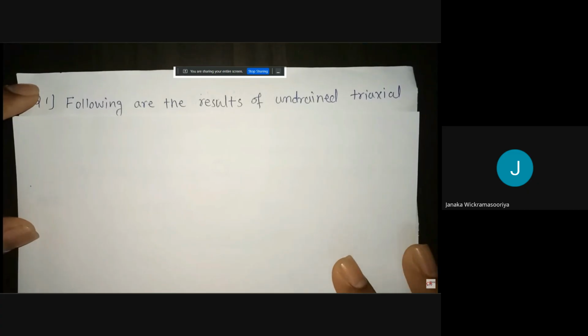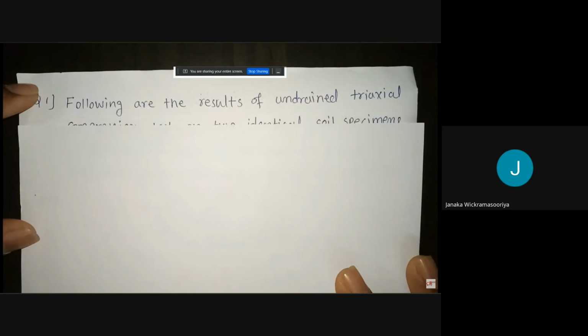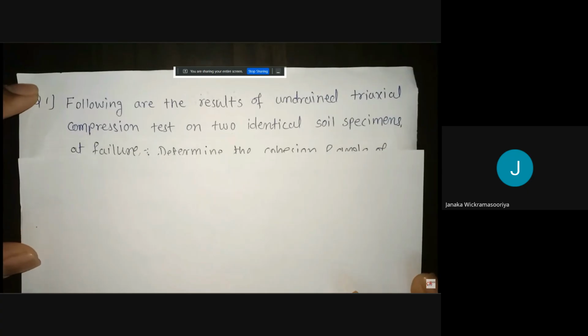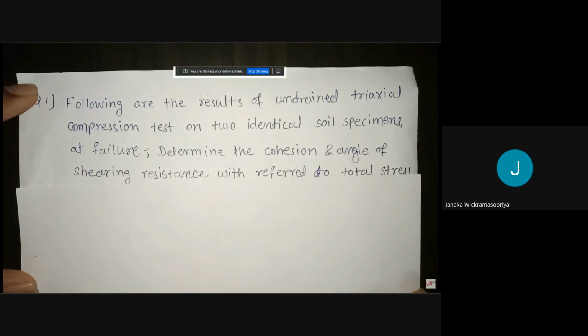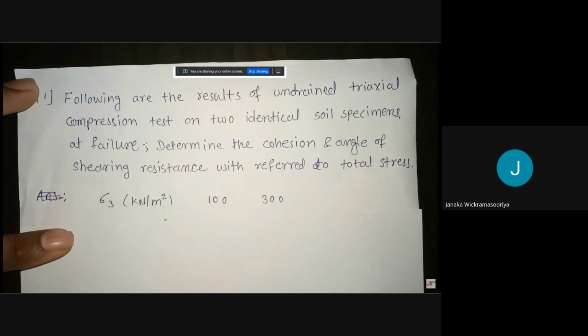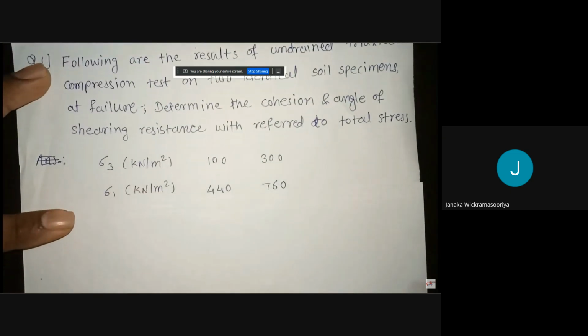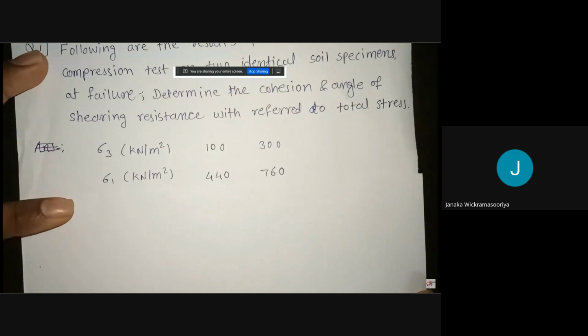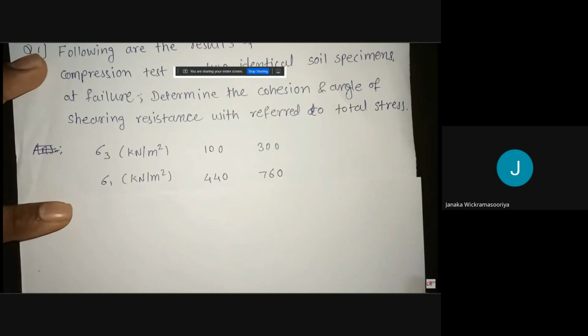So this is the first numerical. Following are the results of an undrained triaxial compression test on two identical soil specimens at failure. Determine the cohesion and angle of shearing resistance with reference to total stress. So two soil samples are given to us, and these are their failure values. Sigma 3 is equal to 100 and 300. Sigma 1 is equal to 440 and 760. Now we will draw the Mohr circle with the help of these values.